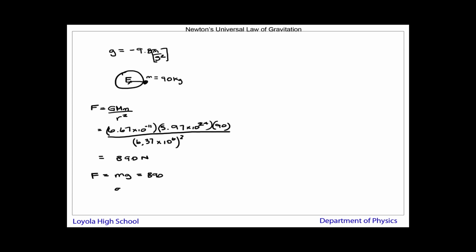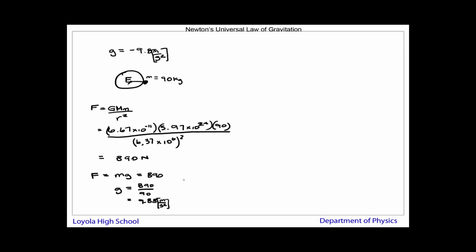So for g, with a 90 kilogram object, if I solve for g here, it's 890 divided by 90, and what I get is 9.88 meters per second squared. Okay, so that's how we arrive at that number using Newton's universal gravitational law.